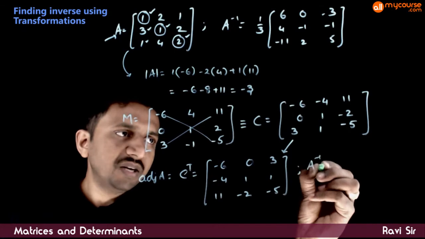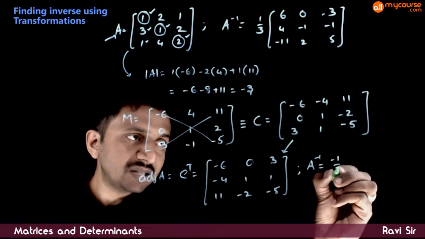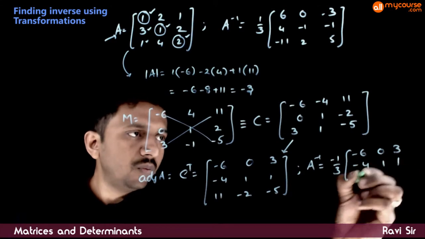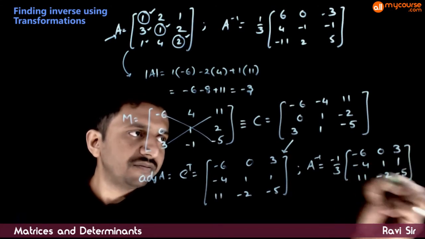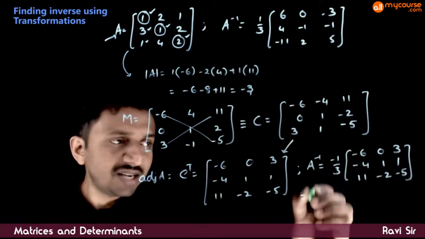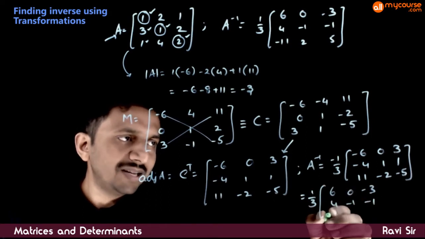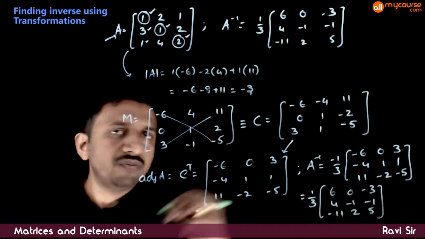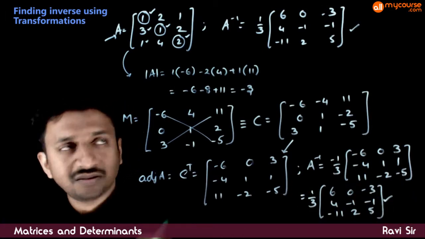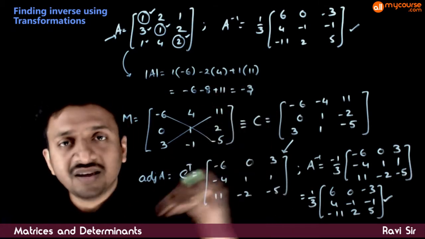And A inverse is adjoint of A by det A. Det A is minus 3. So minus 1 by 3 times minus 6, 0, 3, minus 4, 1, 1, 11, minus 2, minus 5. So did you get the same matrix? I'll just send this minus 1 inside. So 1 by 3 times 6, 0, minus 3, 4, minus 1, minus 1, minus 11, 2, 5. So is this exactly same as this? Yes. You can see that you got the exact same inverse matrix by both these methods.